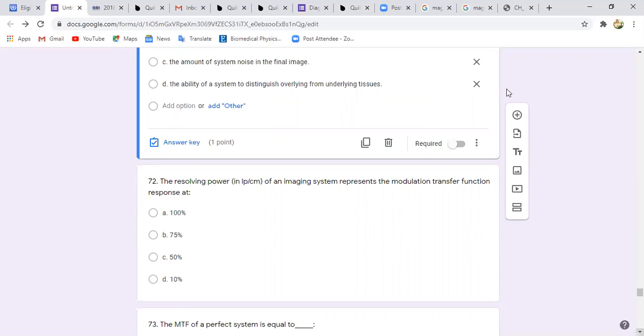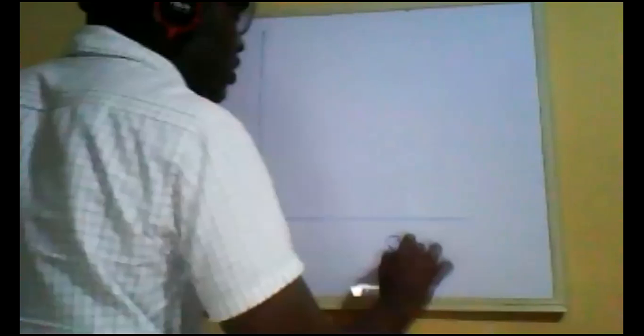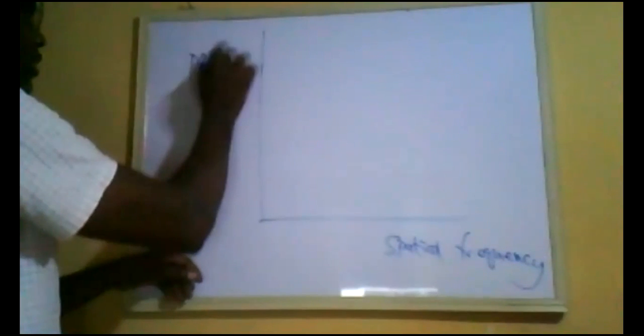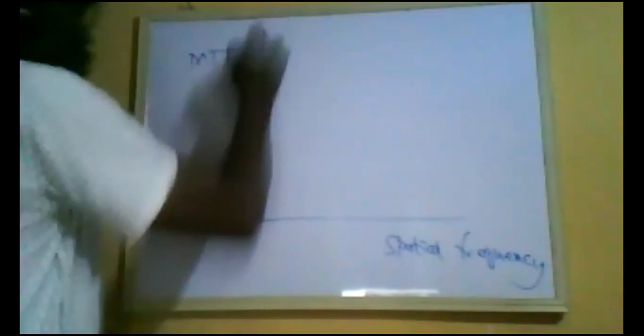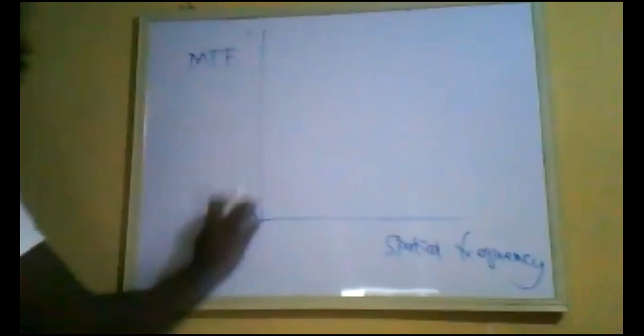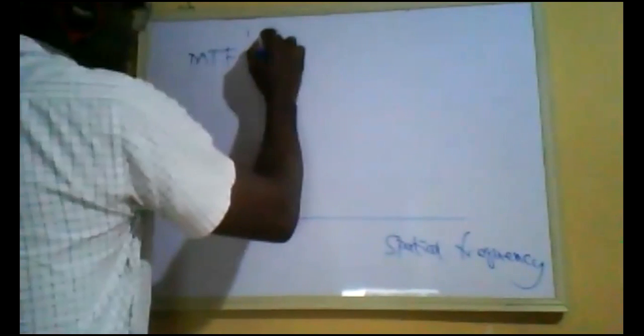Let me stop this and quickly show it on the board. Here is the MTF function, the graph of the MTF against spatial frequency. This is the spatial frequency, and we have the MTF here. The MTF is just from 0 to 1, that's 0 to 100%.